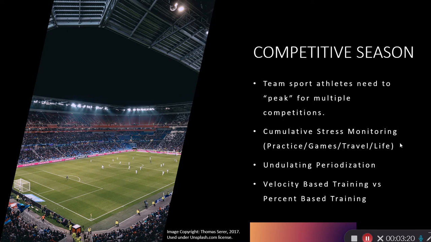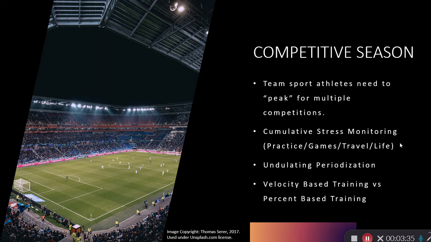Team sport athletes may need to peak every single week in order to stay in contention for championships at the end of the year. It's also important for coaches to monitor cumulative stress from things like practice, games, travel, life, such as school and relationships, as the stress that we're placing on athletes in the weight room is only one aspect of the stress they are experiencing in their lives.